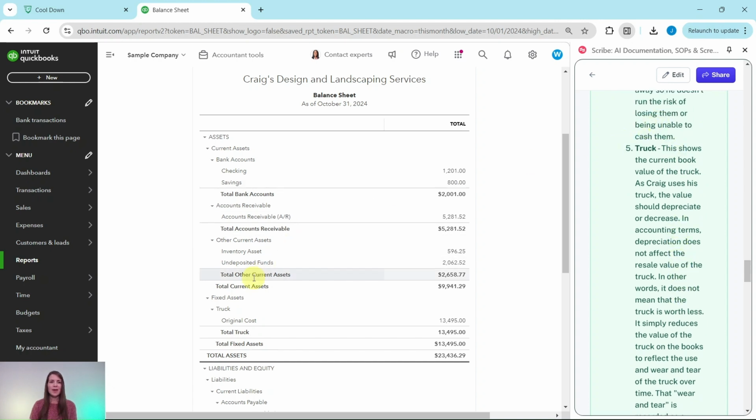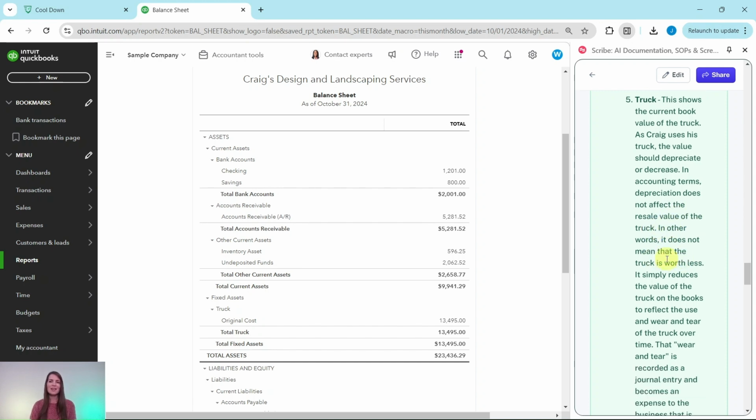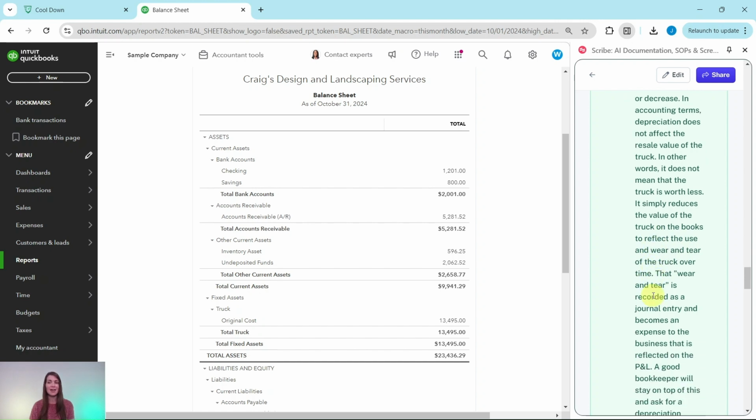And finally, here we have the truck, which is down here. This shows the current book value of the truck. As Craig uses his truck, the value should depreciate or decrease. In accounting terms, depreciation does not affect the resale value of the truck. In other words, it does not mean that the truck is worth less. It just simply reduces the value of the truck on the books to reflect the use and wear and tear of the truck over time.